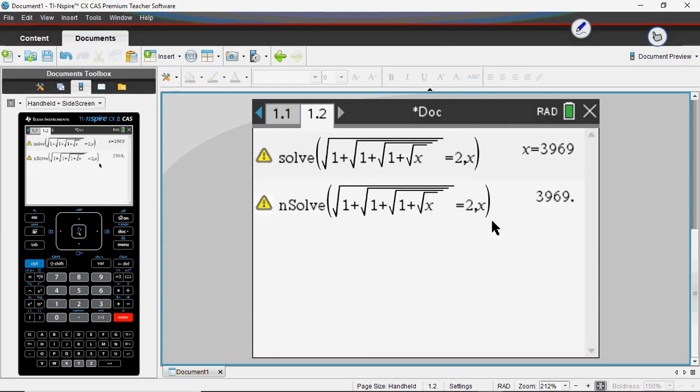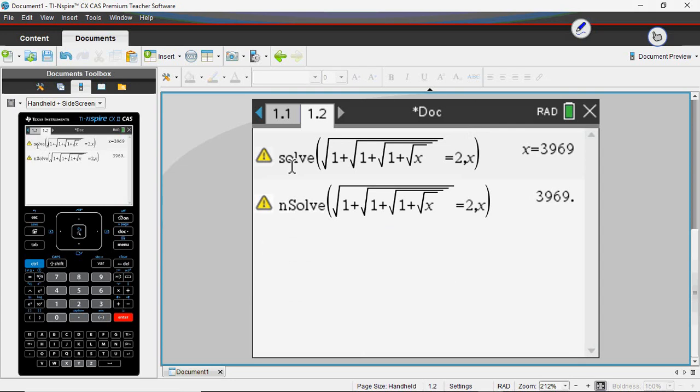Here's the difference between nsolve and solve. When we have an equation that has more than one solution, nsolve only gives you one of the answers, whereas solve would give you all of them.